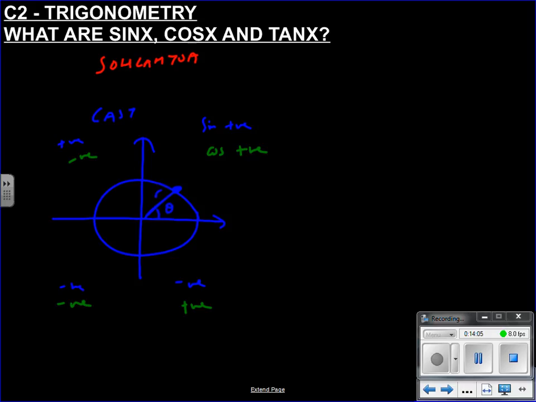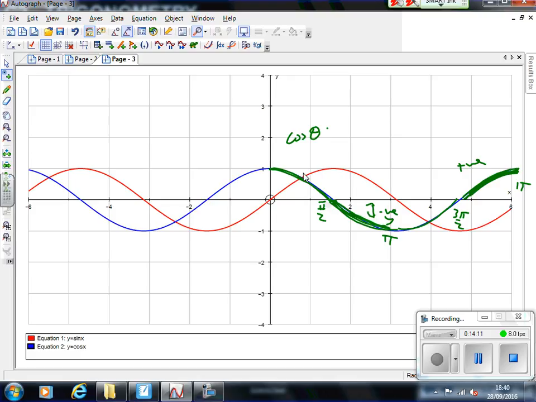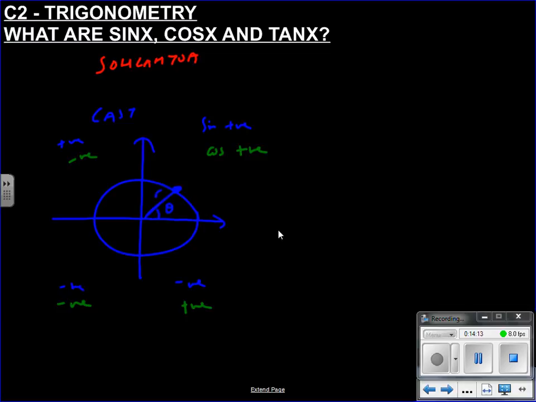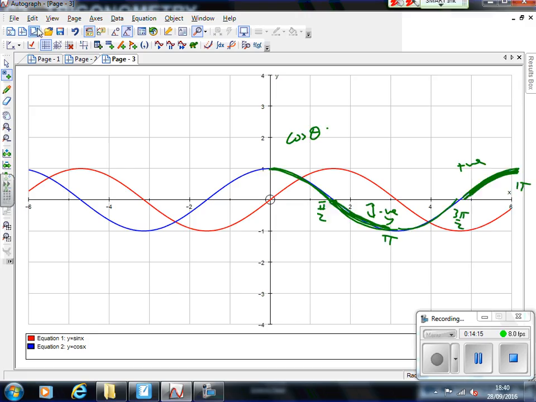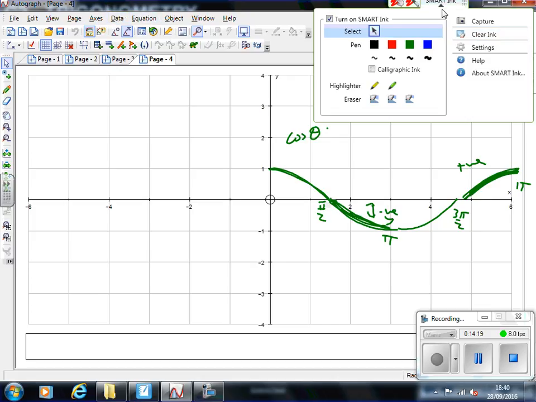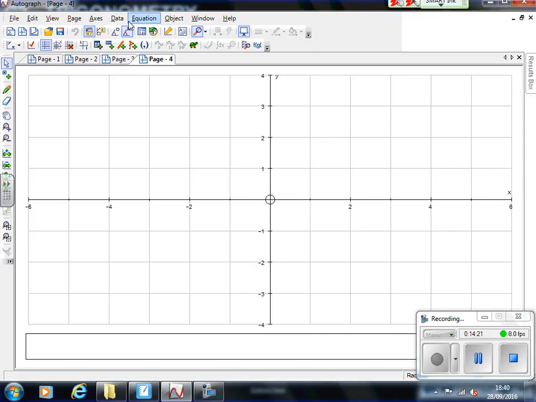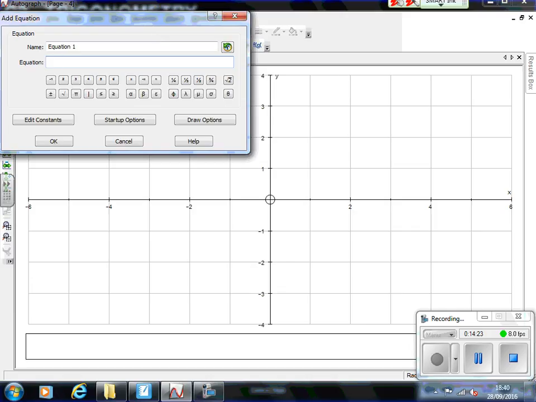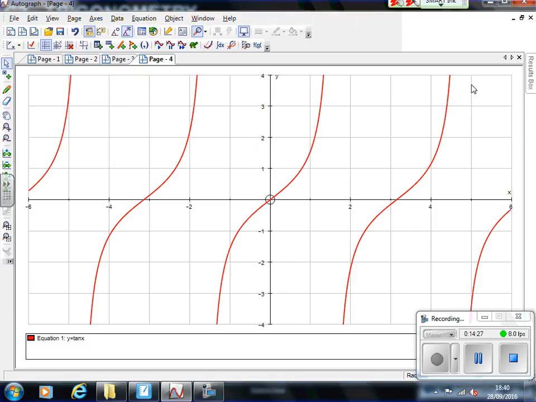You can do exactly what I did in terms of the unit circle to find out why that is. If you just took your x-coordinate and divided it by the radius, you could do exactly the same thing. And we could also do the same for tan. What's the tan graph? So y equals tan. Remember, tan is y over x.